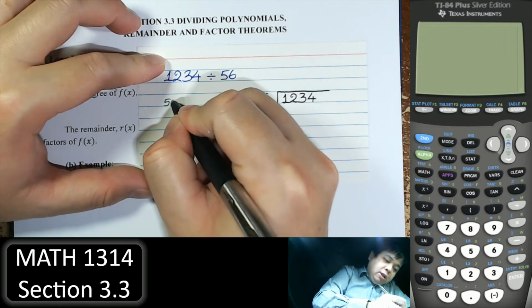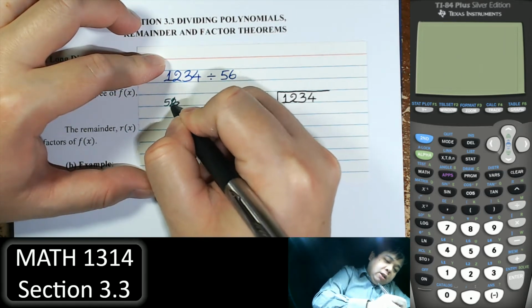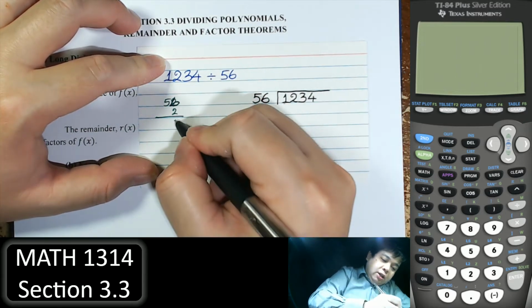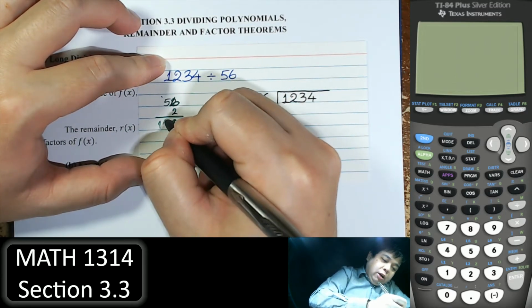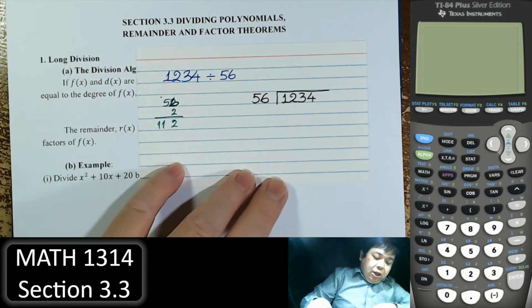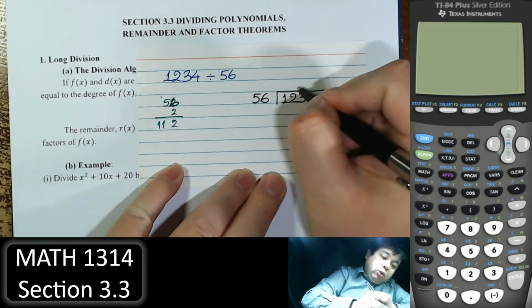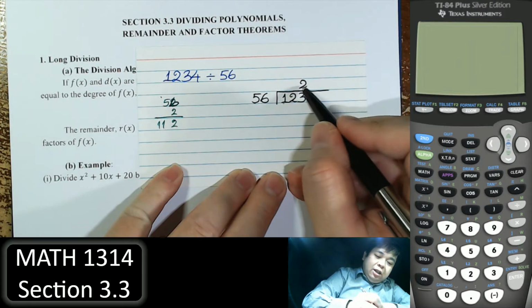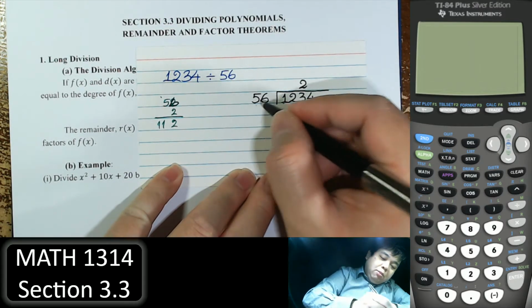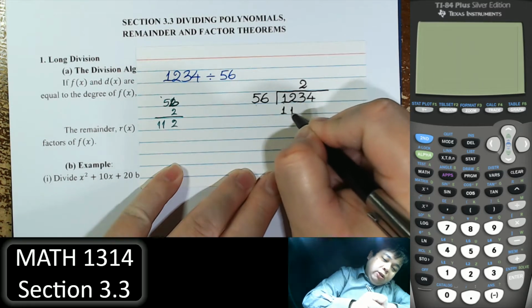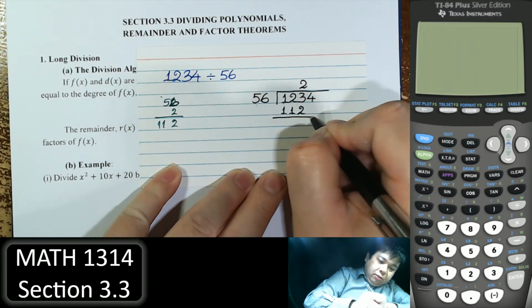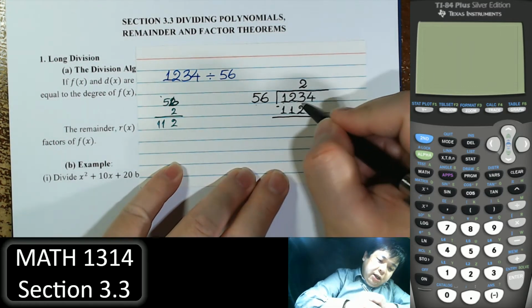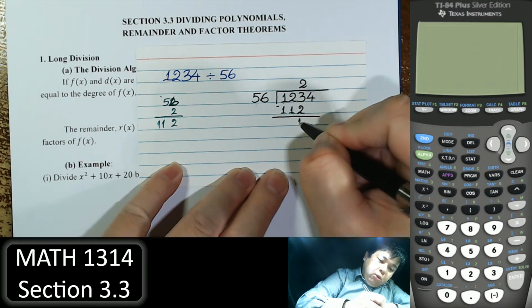2 times 56 would be 112. So 56 goes into 123 2 times, and then 2 times that gives us back 112, and then we subtract, and that is 11.